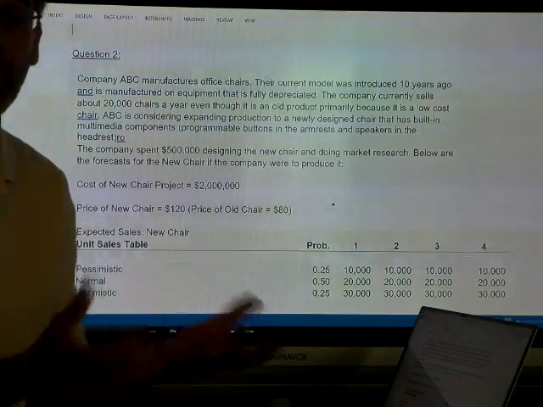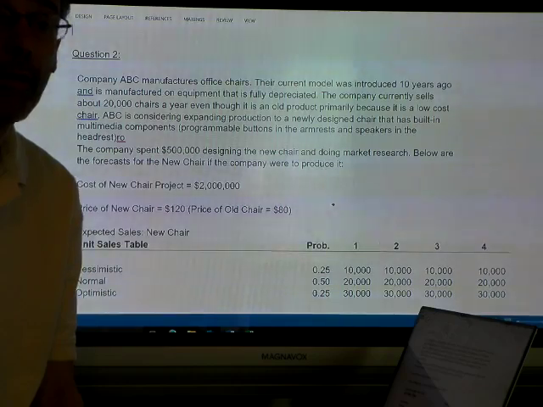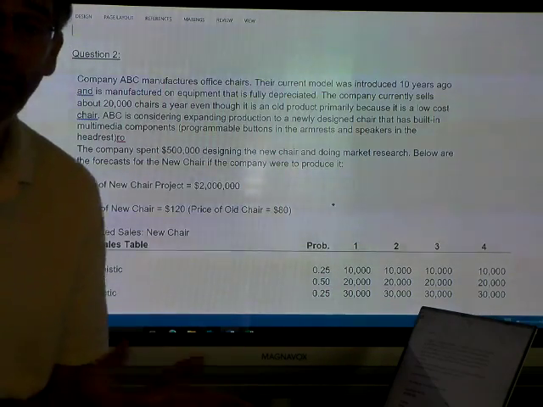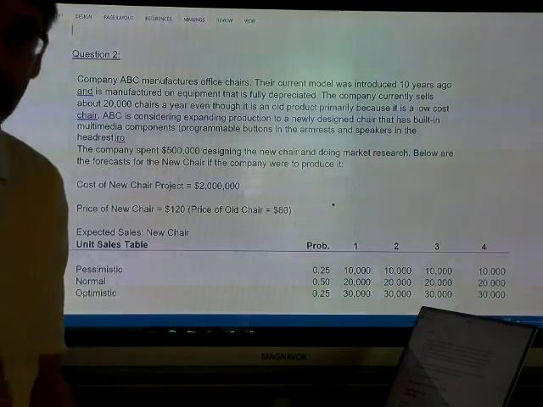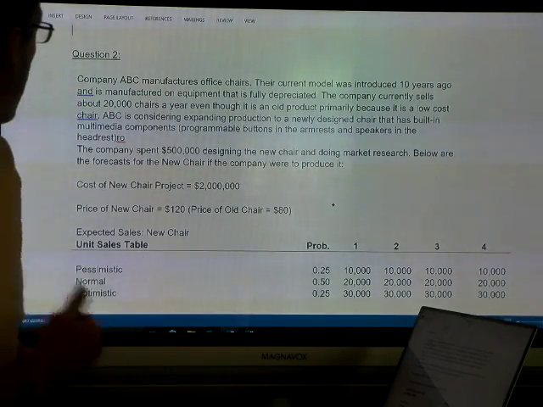And then it has the operations piece, which is the heart of the analysis. That is the revenues from the project minus the expenses of the project. Okay, so we have all the different pieces. We're going to take a look at them in this project.